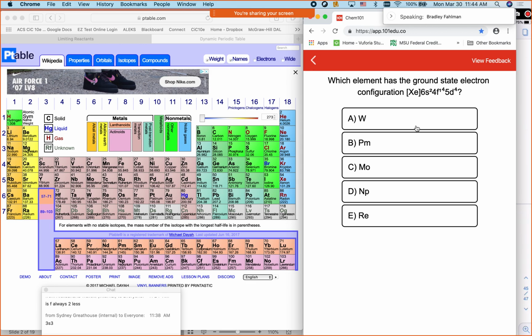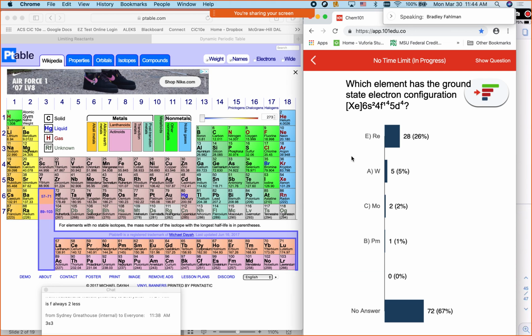Let's see what you're thinking here. Oh, okay. Yeah, and I think this has to do with the way this periodic table is laid out, actually.